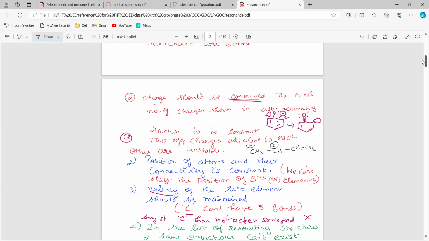See, a carbon should have satisfied its covalency, I mean octet configuration. If it has not satisfied, then it will be less stable.